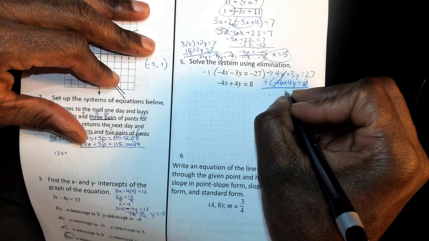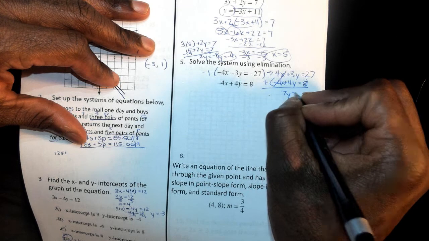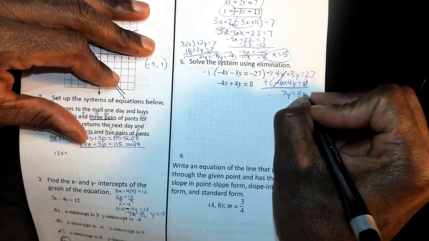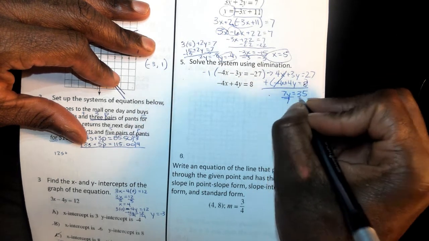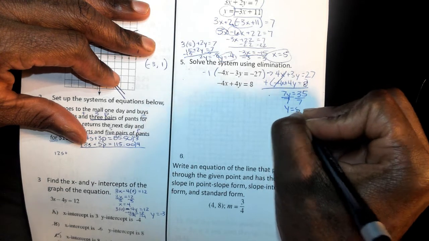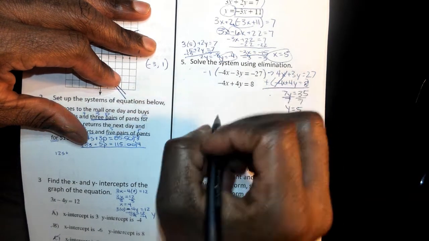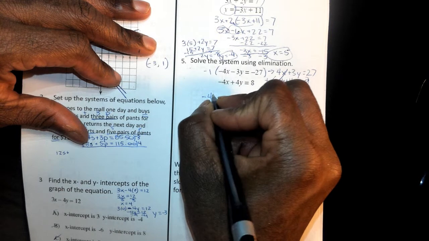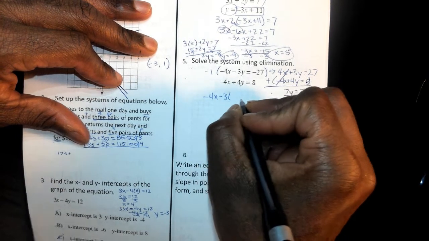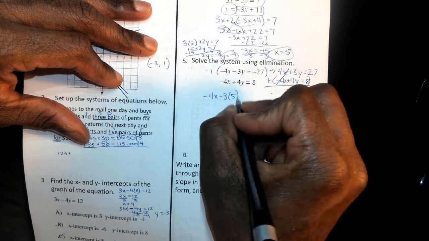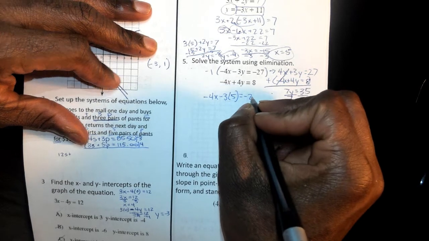That'll be 7y equals 35 divided by 7. Y equals 5. Now you take 5 and plug it back in for y. And it doesn't matter which one you plug it into.